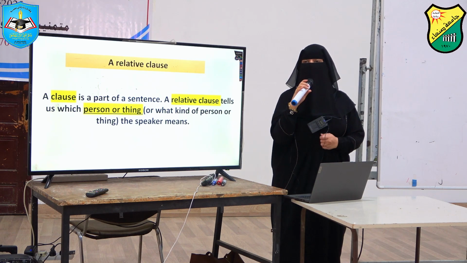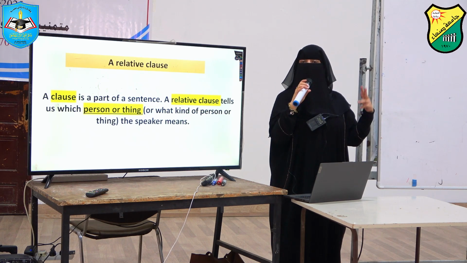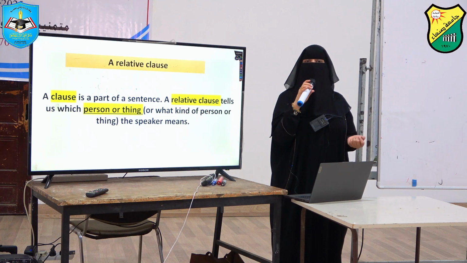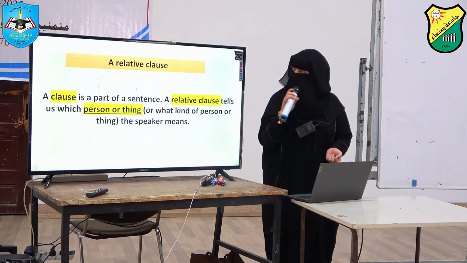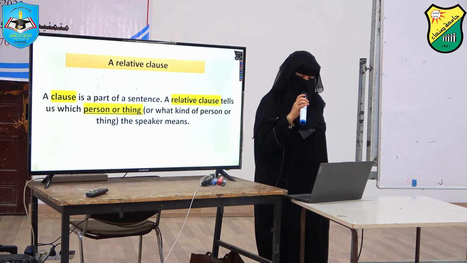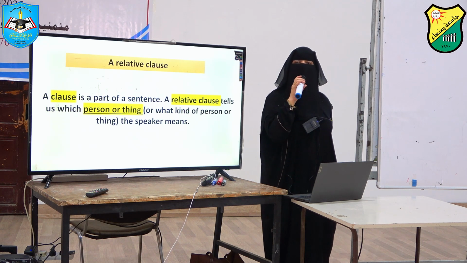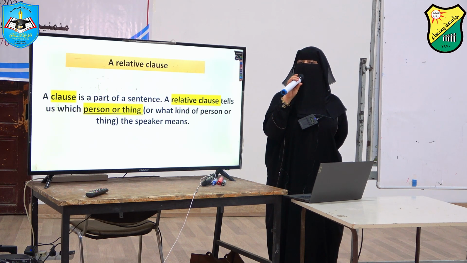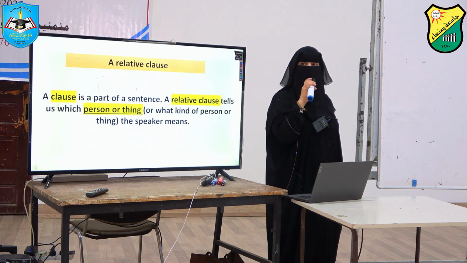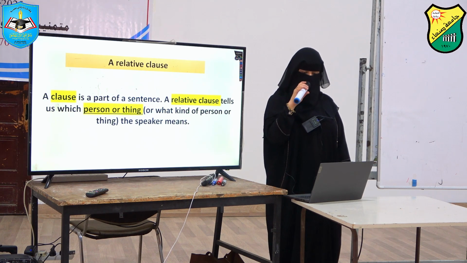Of course, the most common ones are who, which and that. There are also whom, where, when. Those are also important and they are relative clauses. Okay, a relative clause: a clause is a part of a sentence. A relative clause tells us which person or thing, or what kind of person or thing the speaker means. We call them relative clauses. What do we call them in Arabic? Okay, connecting phrases or relative sentences, something like that.